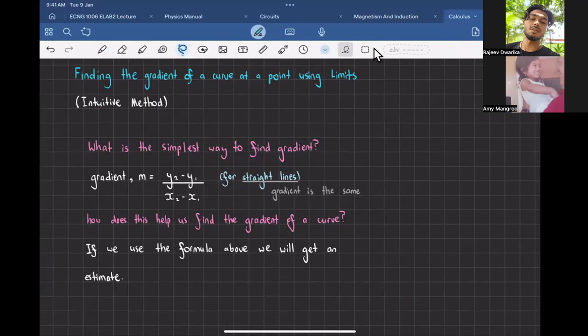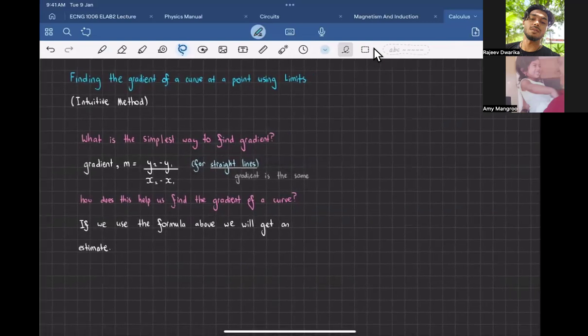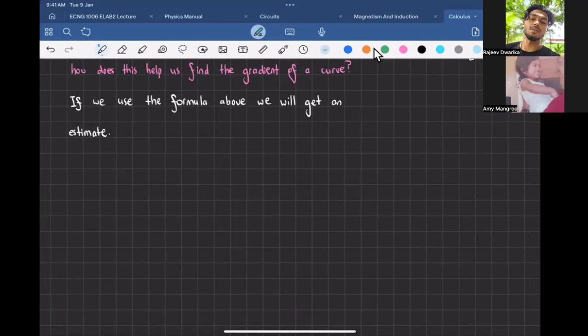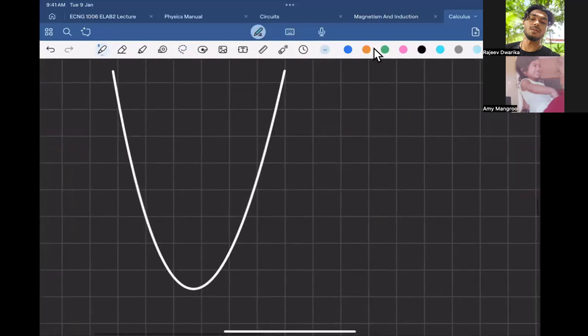Right. So let's look at how this formula will help us when dealing with a curve. So let's say we have a curve. And let's just say we take a point. Okay, Amy, let me just say we take, let me go back.